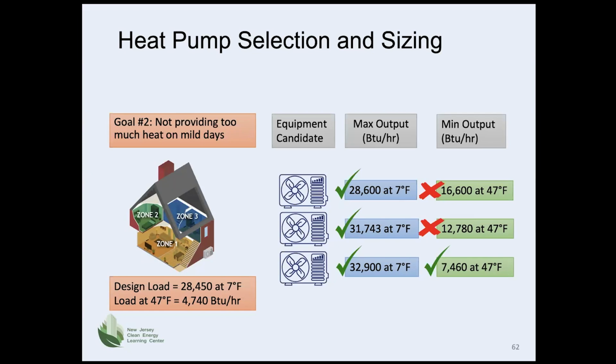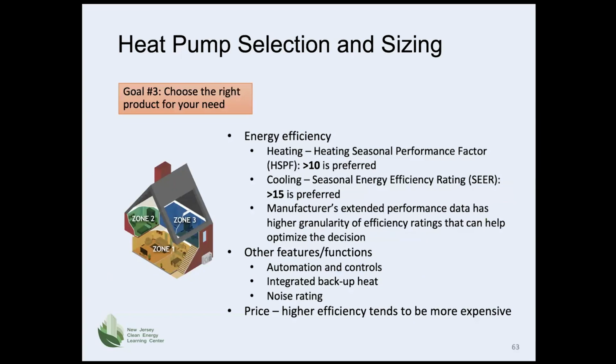The second one that we looked at previously is a little bit better in that regard. It has a slightly higher rated capacity, but its turn down ratio is still only about 2.5 to 1, not the best. It's going to be a lot of short cycling on warm days. But there is a heat pump available with a capacity of 32,900 that can go down as low as 7,460 BTUs on a 47-degree day. So that would be the best choice in this particular case.